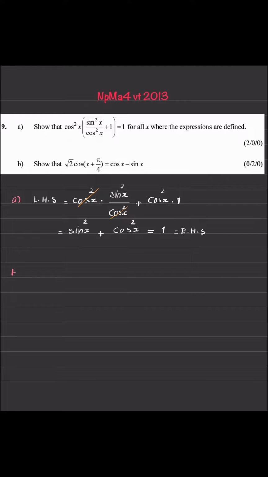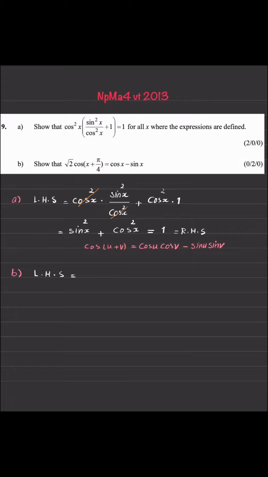For part B, I want to use the addition formula for cosine, and my goal is to start from the left hand side again. Okay, so we have this formula. We know that cos(u + v) is equal to cos u cos v minus sin u sin v. This is the formula which is available in the formula sheet. So now I give the role of u to x, and I give the role of v to π/4.